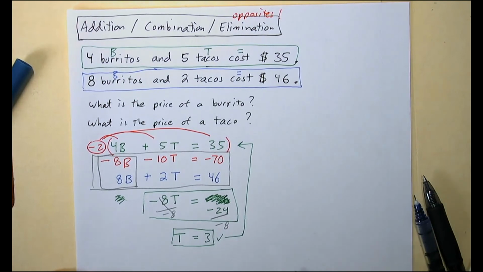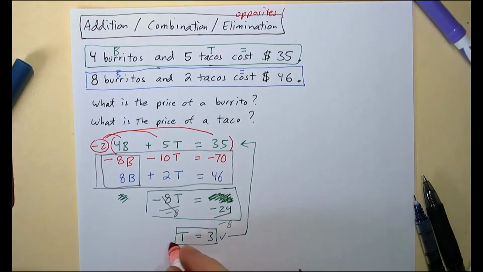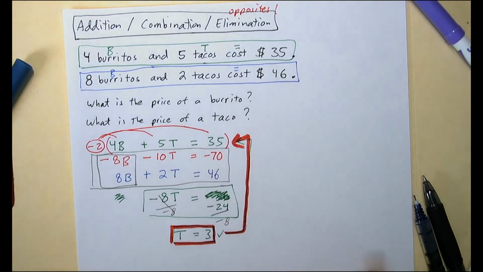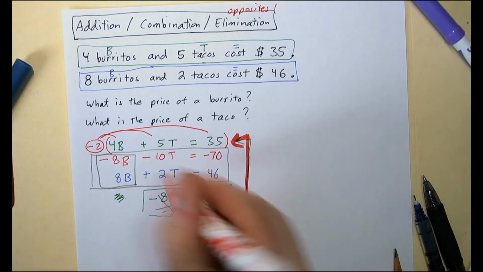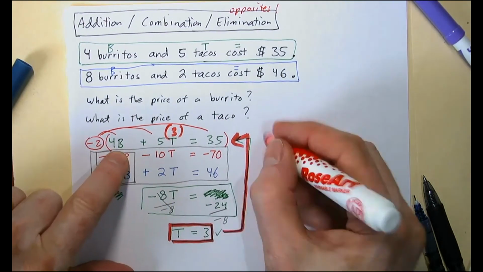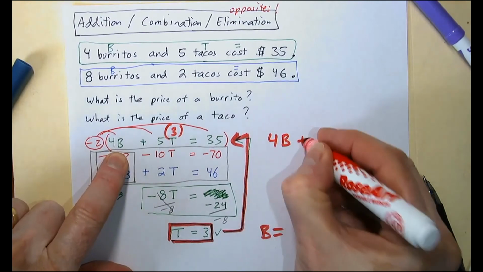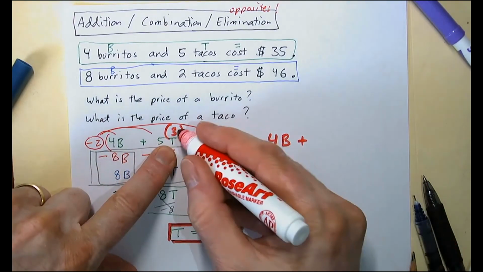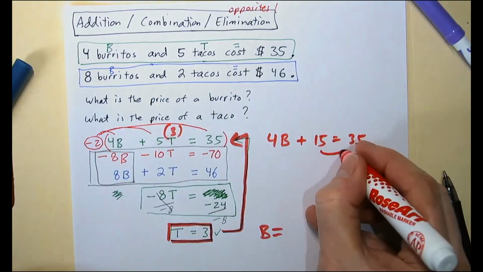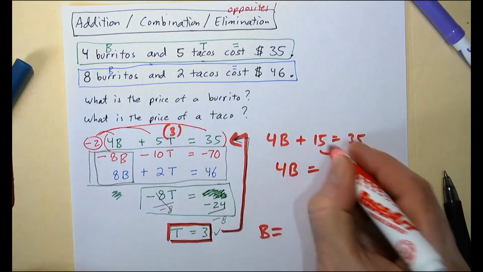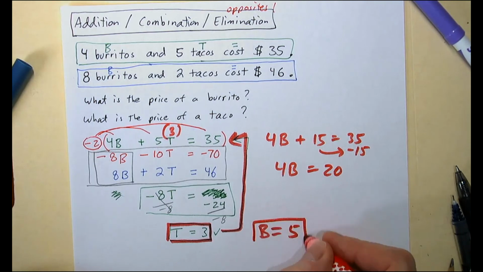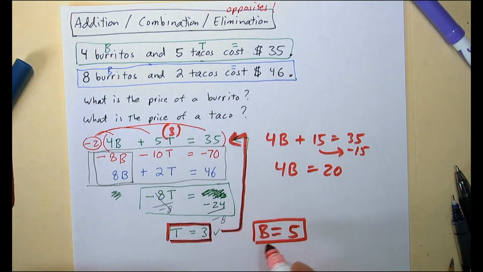So I'll go up here and say, okay, so a taco is $3. So I'll go back up here, plug it in somewhere because we got to find the price of the burrito. So let's put the 3 right there. There we go. Tacos 3. So I'm going to rewrite it. 4 burritos plus 5 tacos. Tacos are $3. 5 times 3 is 15 equals 35. And now you can solve it. Subtract. 4b is subtract 15 is 20. 4 times 5. Ta-da! So a taco is $3 and a burrito is $5.